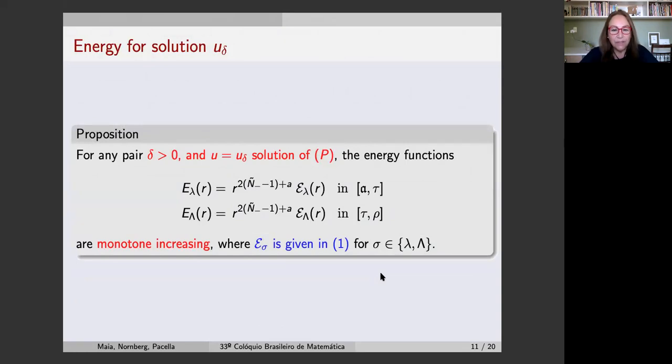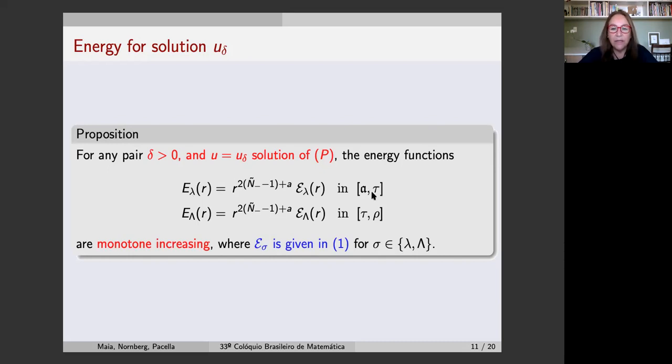Another proposition involves some energies, which are going to be used later, is this one. For any pair delta and U delta, solution of the initial value problem, the energy functions are defined this way. E small lambda is the previous E small lambda multiplied by this power of R, and E big lambda is the previous energy big lambda multiplied by this power of R. Then we define these energies in different intervals.